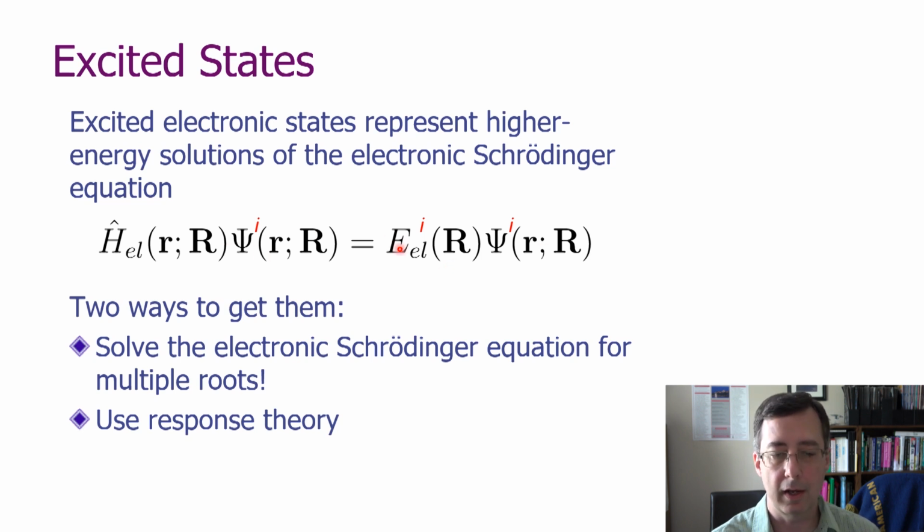So we're trying to get one of these higher ones. How can we do this? If you have a method to solve the Schrodinger equation, which will give you multiple roots, then just do that and get one of the higher roots.